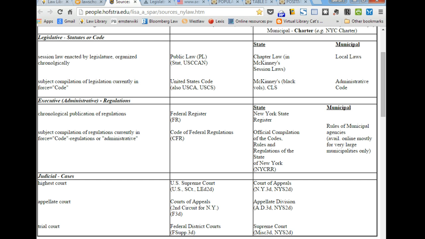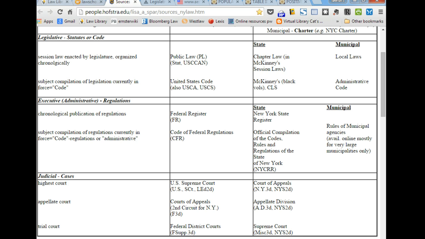And the codification, again, the subject arrangement that tells us what regulations are currently in force on the federal end is called Code of Federal Regulations. And in New York, NYCRR. Absolutely. Now just be aware, in New York, the regulations are published in the official compilation of the codes, rules, and regulations of the state of New York, more simply called NYCRR.